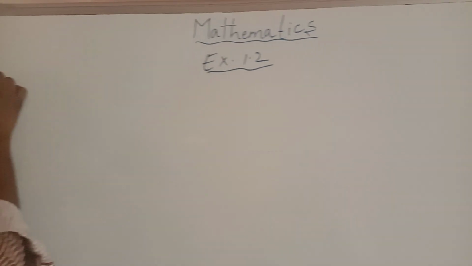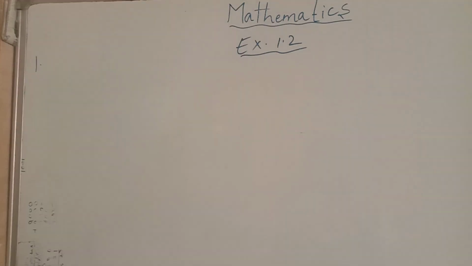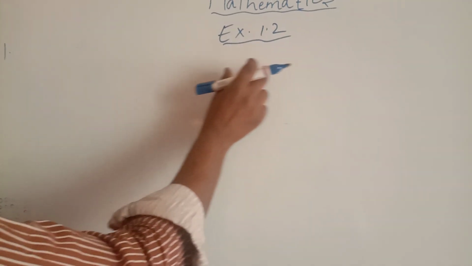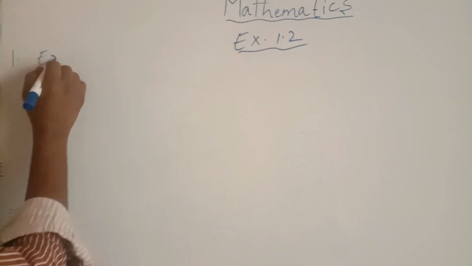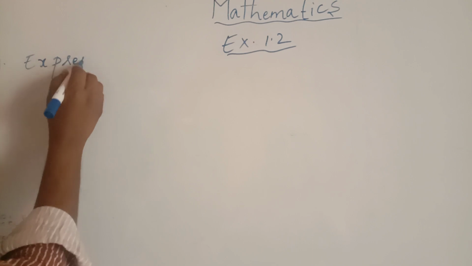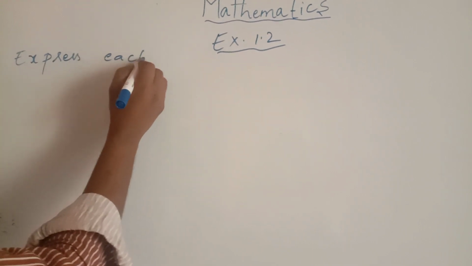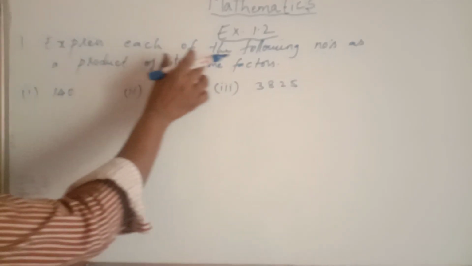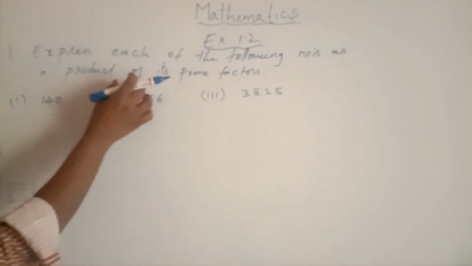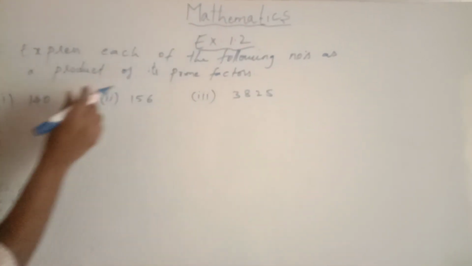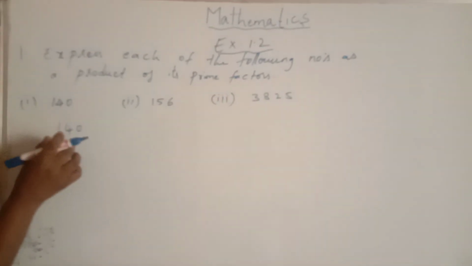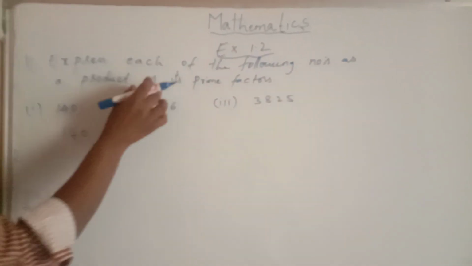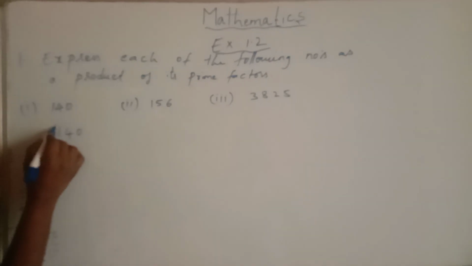The first question is: find the number by using the prime factorization method. Express each of the following numbers as a product of its prime factors. The first question is 140. You're going to represent 140 as a product of its prime factors.